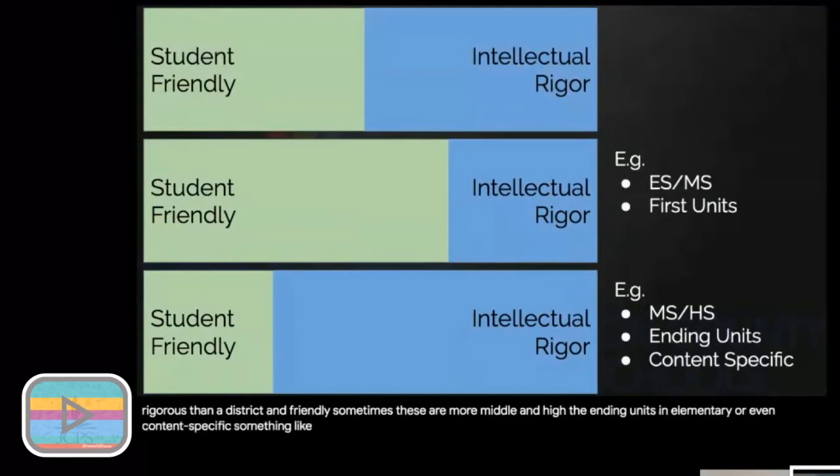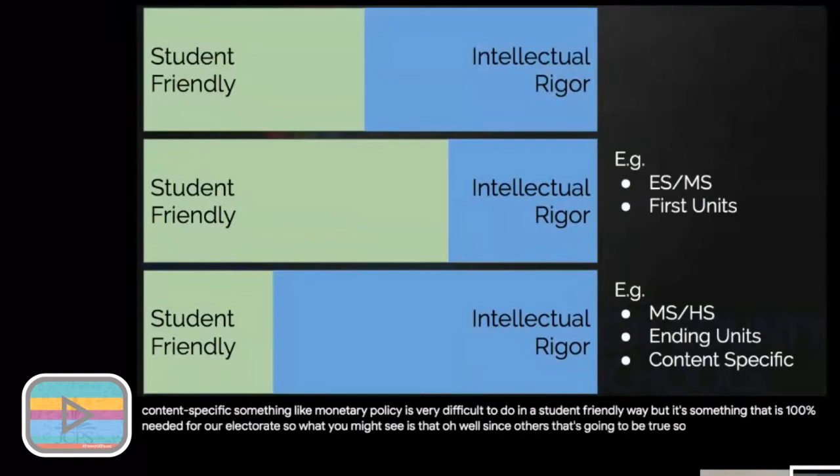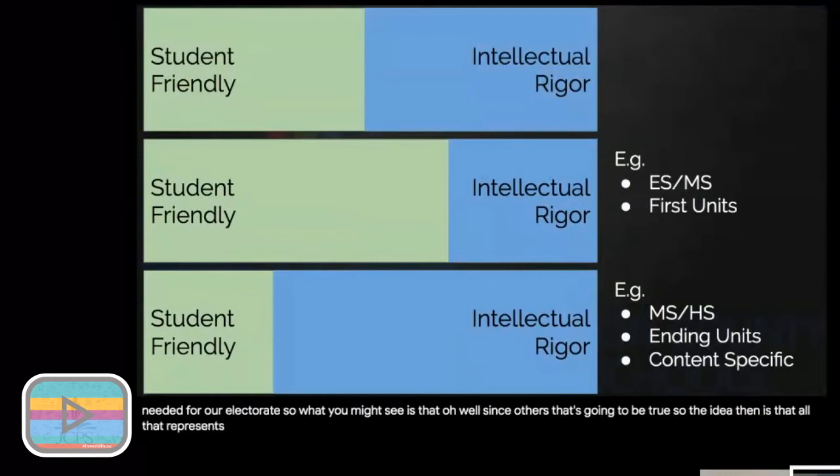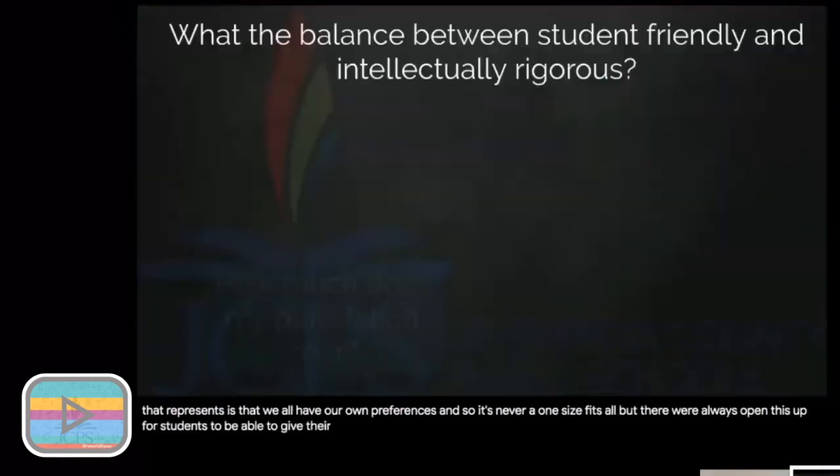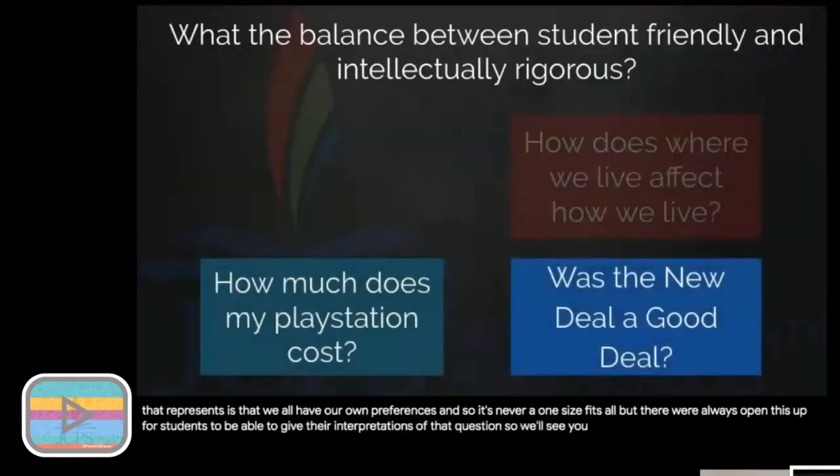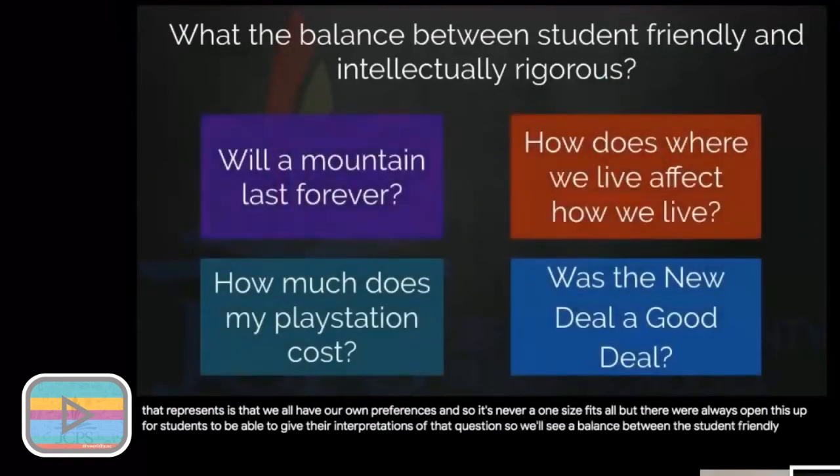Something like monetary policy is very difficult to do in a student friendly way, but it's something that is 100% needed for our electorate. So what you might see is that some of these compelling questions are not going to be as compelling as others. That's going to be true. All that represents is that we all have our own preferences. It's never a one size fits all, but we're always opening this up for students to give their interpretations of that question. So we'll see a balance between the student friendly and intellectually rigorous.